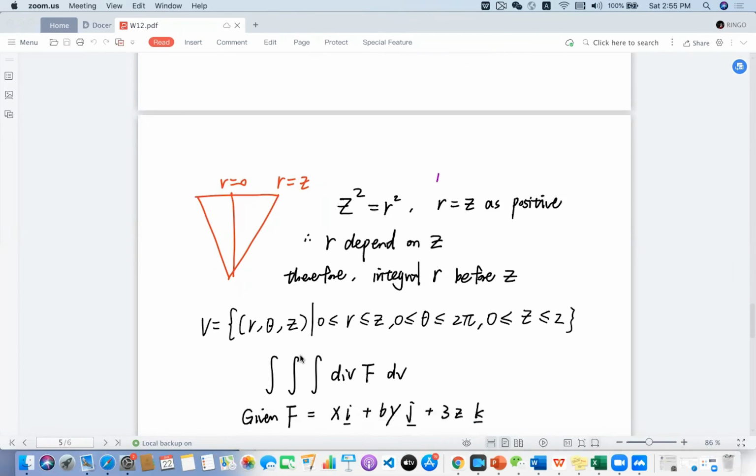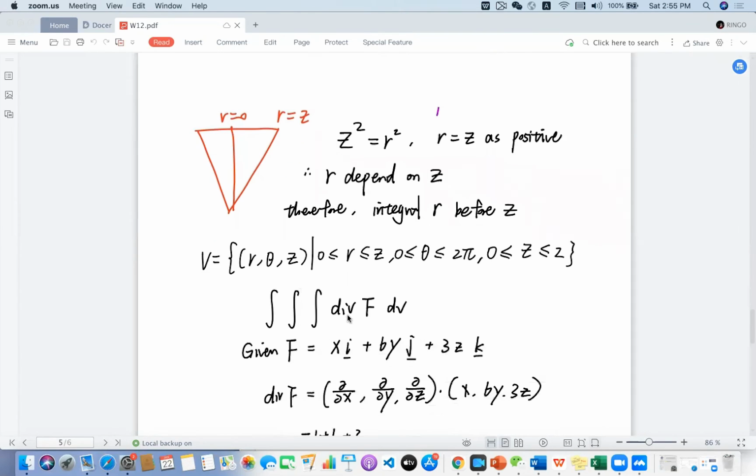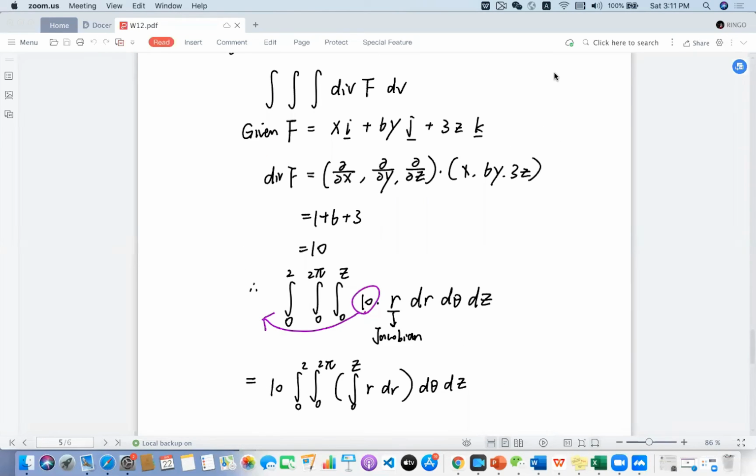And then the next thing we need to compute is the divergence of the vector field. So given F equals x i plus 6y j plus 3z k, to find the divergence of this vector field, we need to find the partial derivative with respect to x, y, and z of each part of the given vector field. This would give us 1 plus 6 plus 3, which equals 10. Bringing this to the triple integral, and don't forget the Jacobian part.